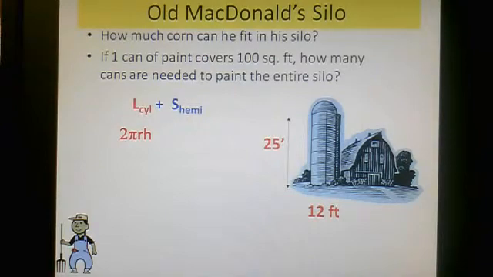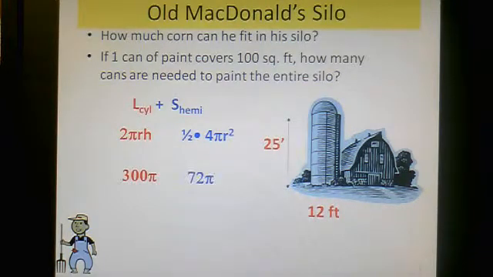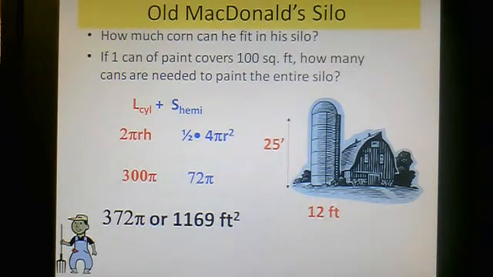So of course you know that the lateral area is the circumference times the height, and the area of a hemisphere is half of the sphere formula, so half of 4 pi r squared, which again is 2 pi r squared. And I think if you plug some numbers in, you get 300 pi, and you get 72 pi, or 372 pi. If you multiply that out, you get 1,169 square feet approximately. So that's the amount of paint that we have to cover.